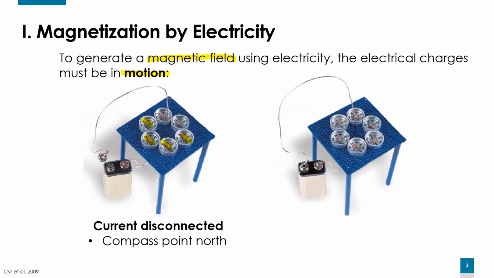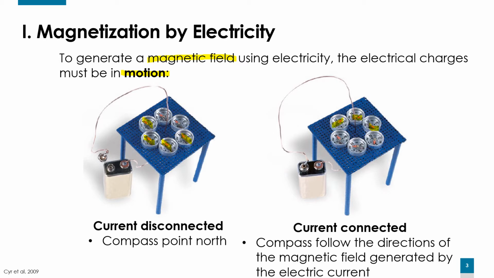But if I create an electric current here, if I connect, see what happens to the compasses? They all moved. And how did they move? They moved following the directions of the magnetic field generated by the electric current. So when I create electric current here, I create a magnetic field here. All the compasses will point along this magnetic field, okay? So this shows that a magnetic field can be created from electricity.